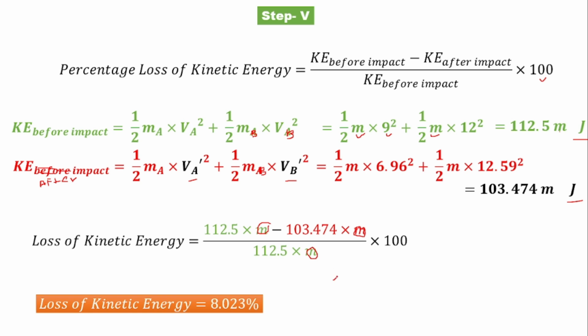As E is equal to 0.9, it is very near to E equal to 1. So the impact is more likely to be on the elastic side. So less loss of kinetic energy is observed here.